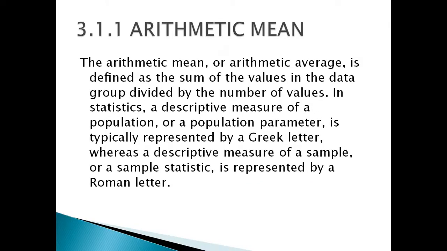The arithmetic mean, or arithmetic average, is defined as the sum of the values in the data group divided by the number of values. So here, what it means is that you have collected data from the groups, so you have to make a total of that data, and also divide by the number of data observations.